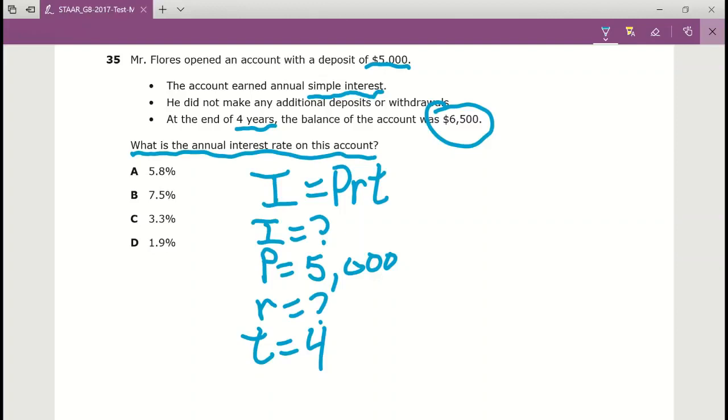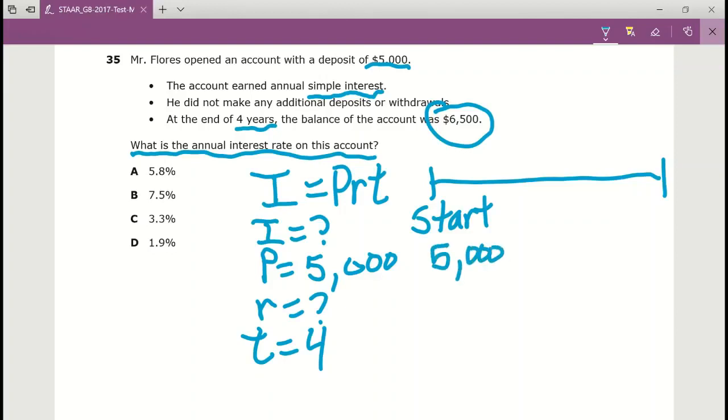of our 4 years, so let's draw a timeline. So start. We put $5,000 in. At the end, we have 6,500. And what we're looking for is by how much our money grew. That is our I, that's our interest. So, start with 5,000, end with 6,500.